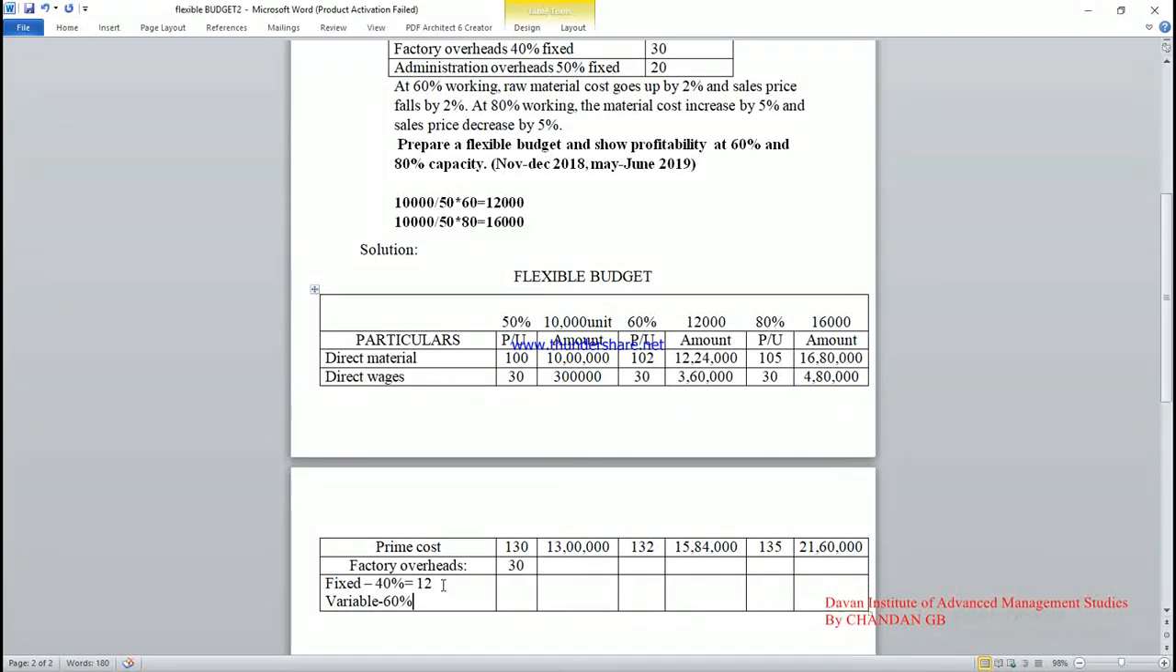Next, 30 into 60%, that is 18 rupees. For fixed, 12 rupees. Write down here 30 rupees. Factory overheads rupees 30 is given. 30 into 40%, 12 rupees. That is fixed. 12 rupees into 10,000, the amount is 1,20,000.